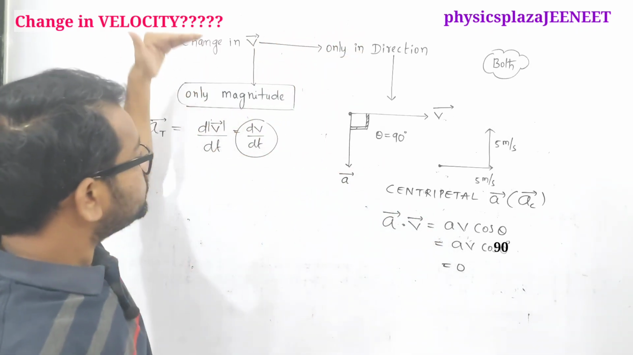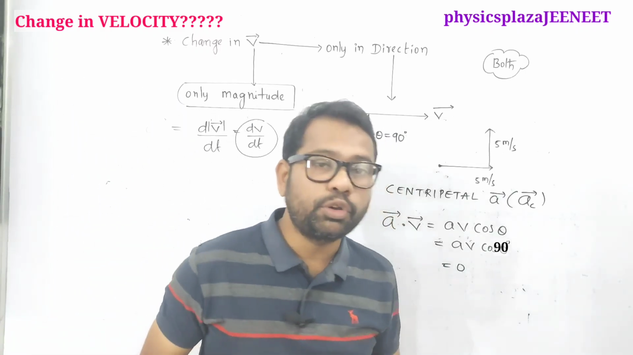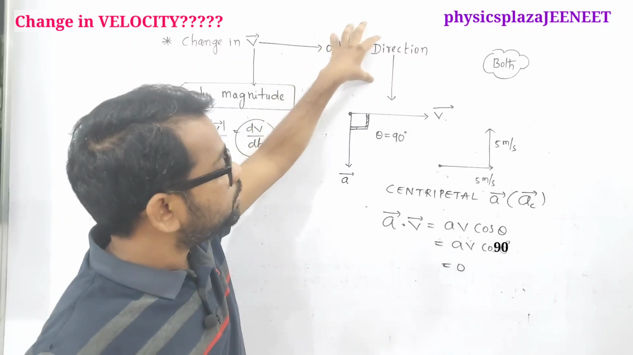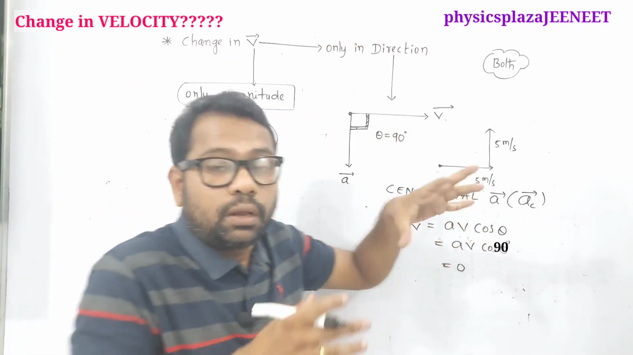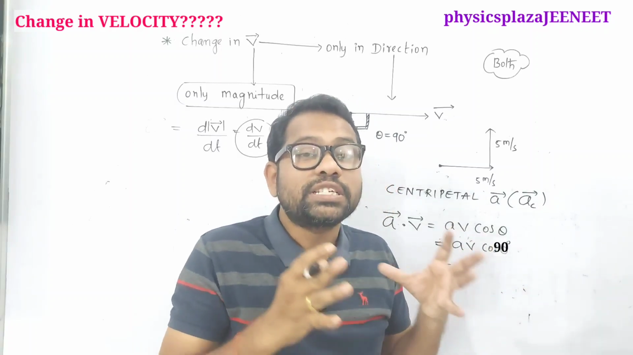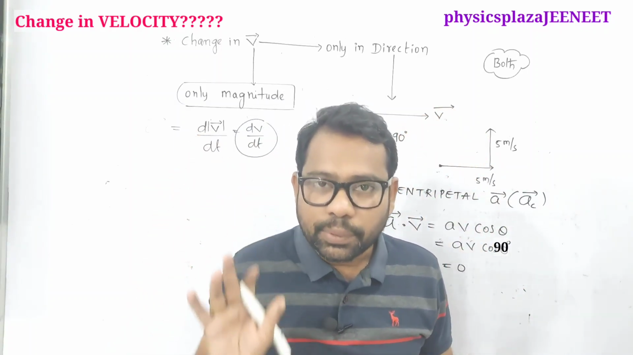When there is only a change in the magnitude of the velocity, the acceleration produced is called tangential acceleration. If there is only a change in the direction but no change in the magnitude of the velocity, the acceleration so produced is called centripetal acceleration. So here we have tangential acceleration and centripetal acceleration.